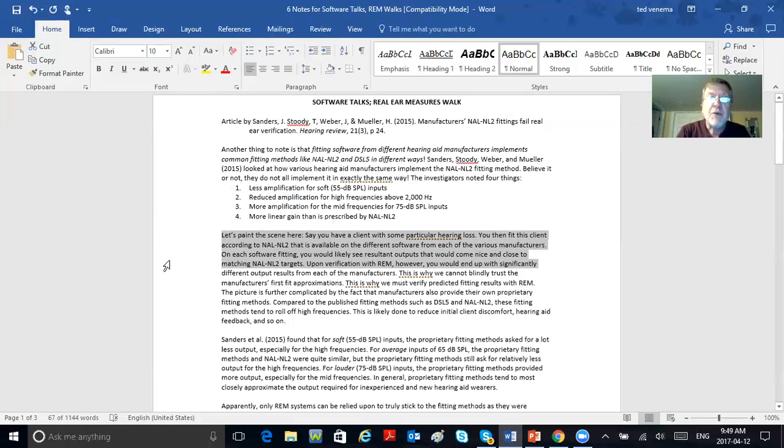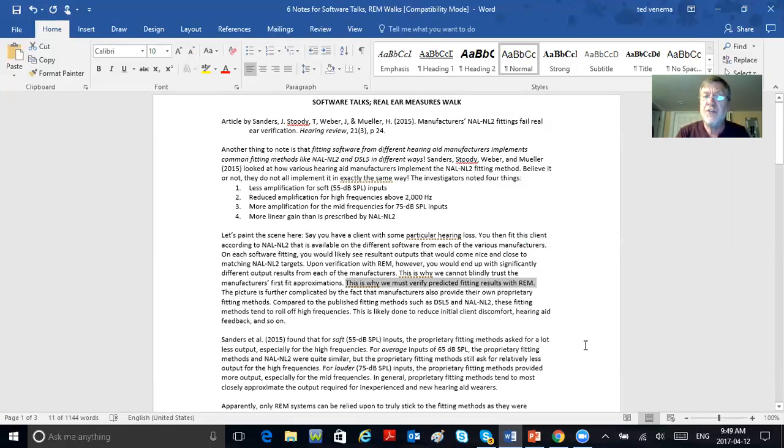On each software fitting, you would likely see resultant outputs that would look nice and pretty. They would look like they're hitting the targets, no problem. Upon verification with real ear measurement, however, you would end up with significantly different outputs from each of the manufacturers. This is why we cannot blindly trust manufacturers' first fit approximations. This is why we cannot blindly accept those. This is why we must verify predicted fittings with REM.